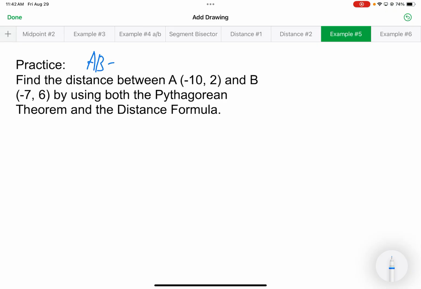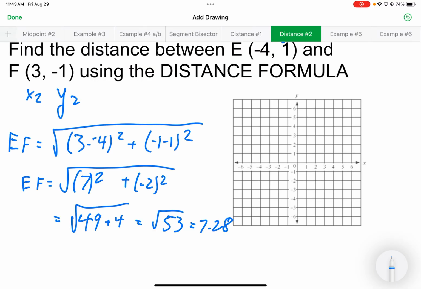AB, let me write that at the top of the slide, equals square root of x2 minus x1 squared plus y2 minus y1 squared. And then, so that'll help us for the distance formula part. But what about the Pythagorean theorem? What did they not give you for that? They didn't give you like the points on a graph, right? They gave us what the coordinate points are, but they didn't give us a graph.